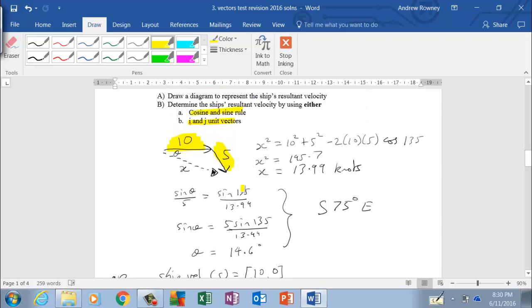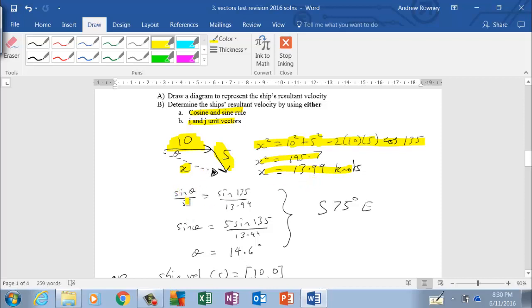The first method is using cosine and sine rule. So we've got to use x squared equals a squared plus b squared minus 2ab cos of the angle between them. That's the cosine rule. If you solve that, you get 13.99.